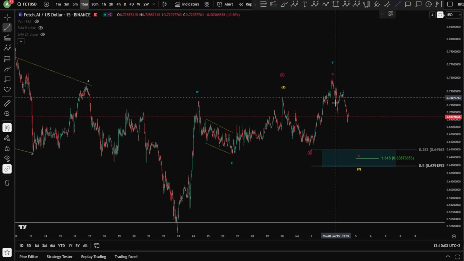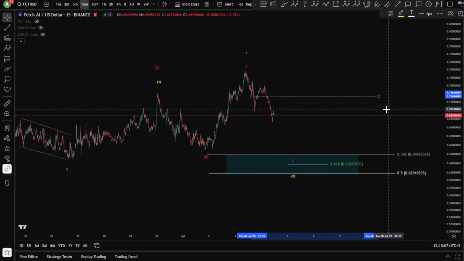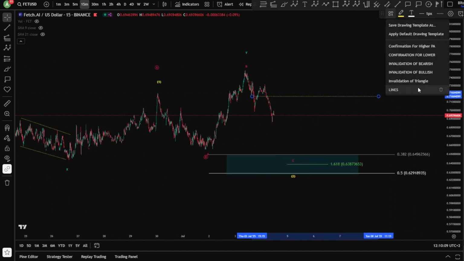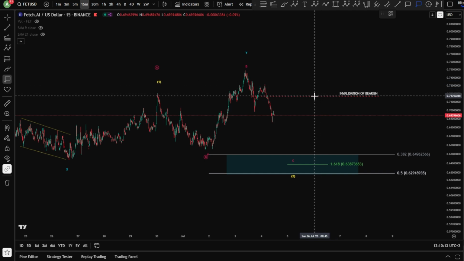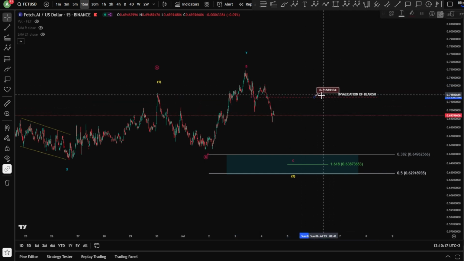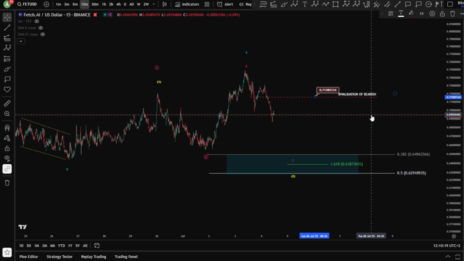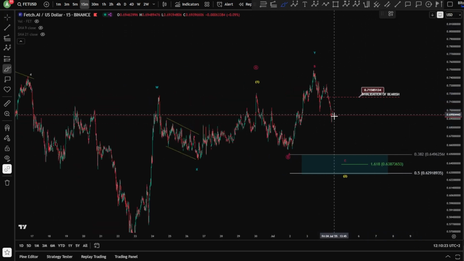If the price comes back and takes this level, which is of course your wave 1 here, this might be the invalidation of bearish. Okay, so if the price comes back to this area here, to the zone 1, and we take the 0.715, yeah, so that might mean of course that we are looking for something else.